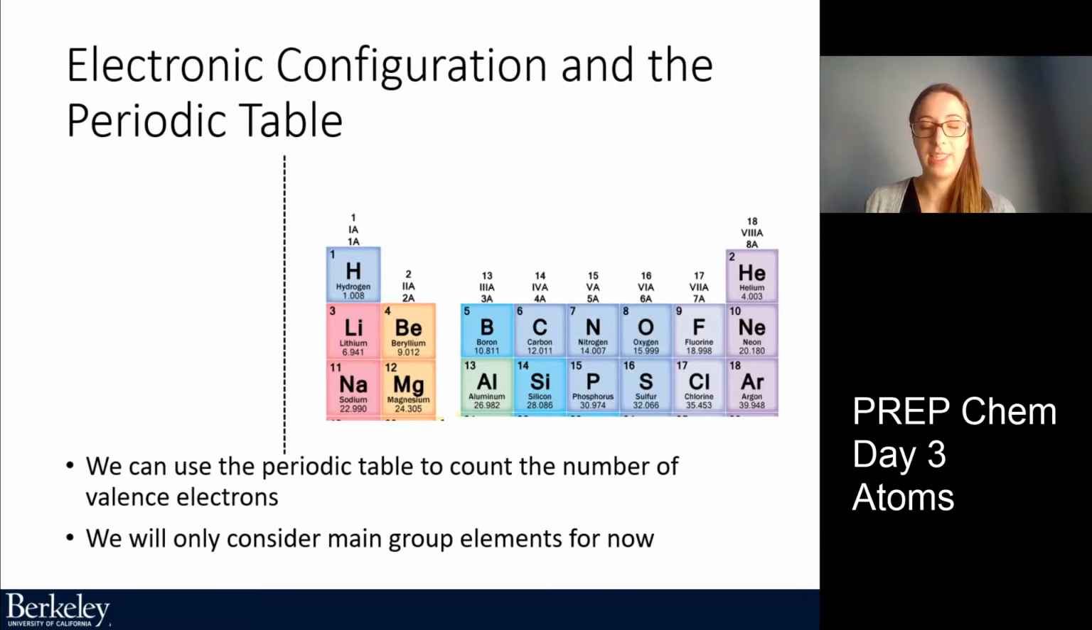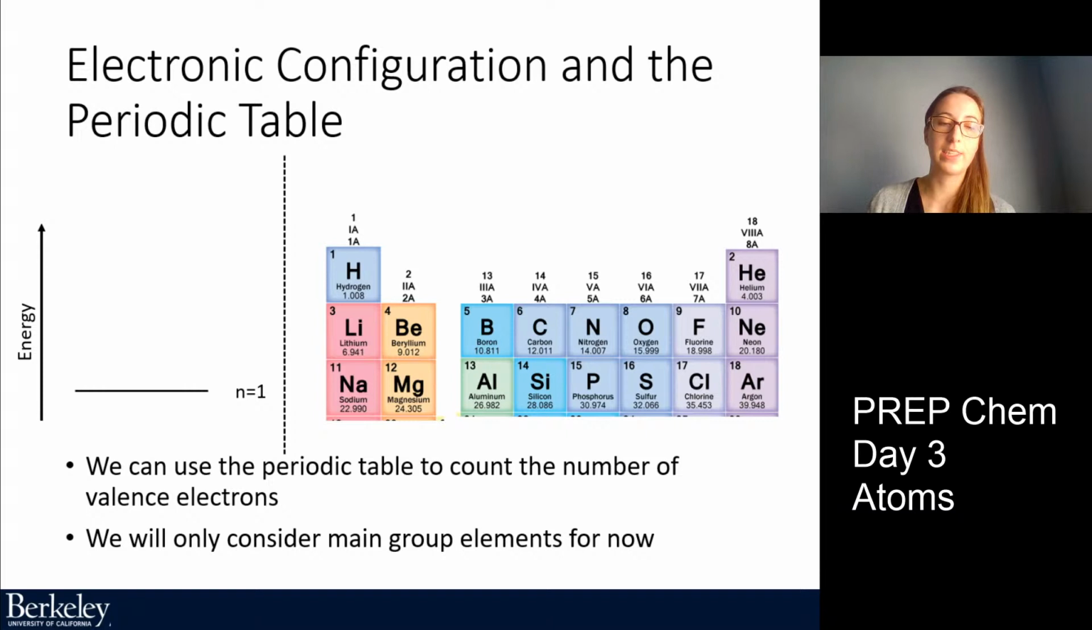So let's try to represent this in a different way. We can also plot this as a function of energy. We know that the lowest energy ones come first, and those are going to be all the way at the bottom. So this is the n equals 1 level. It's the lowest in energy. These are the ones that are closest to the nucleus, and they're the most stable because those electrons right next to the nucleus interact very strongly with the positive charge of the nucleus. And then on the second row, we start to get the second energy level, and then we get the third energy level.